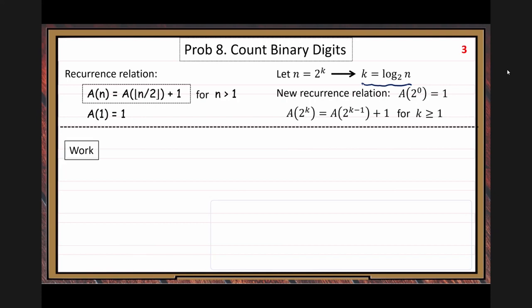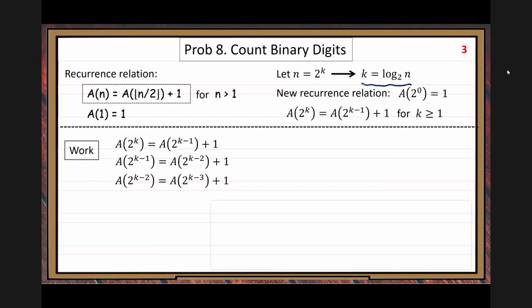All right, then let's write several recurrence equations. The first one, second one, and so on. But we cannot write too many, so we use dot, dot, dot. Okay, the last one is like this.